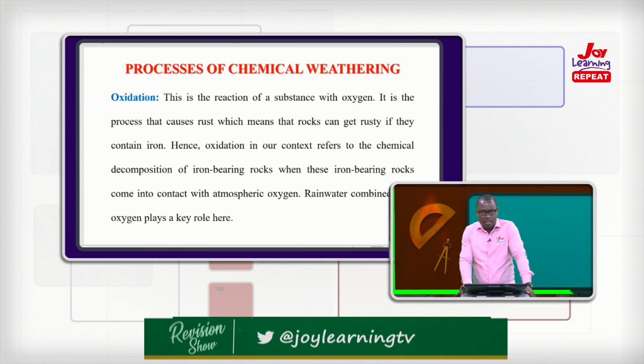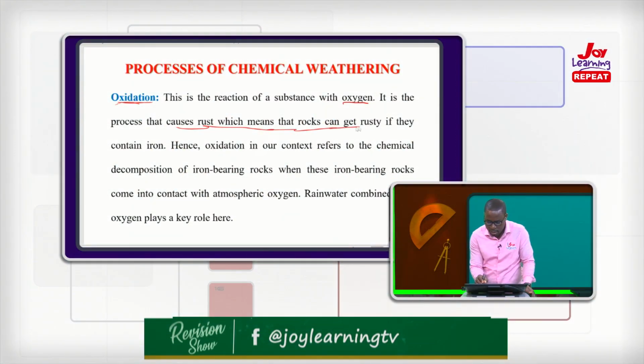Oxidation is also another process of chemical weathering, as I made mention earlier. Is that okay? So, this is the reaction of a substance with oxygen. You see, the name even tells of itself: oxidation, oxygen. It is the process that causes rust, which means that rocks can get rusty. Just as metals rust, rocks also rust. So rocks can get rusty if they contain iron.